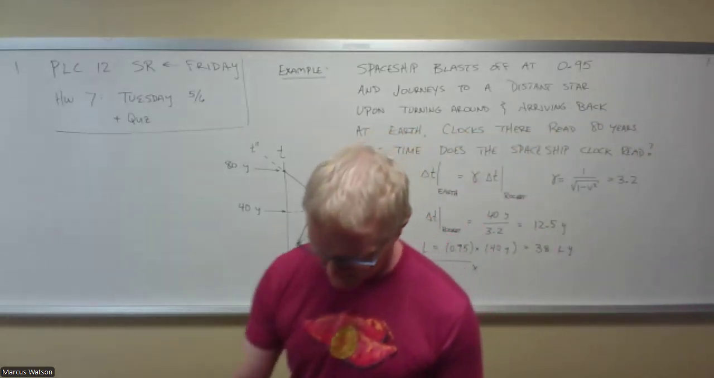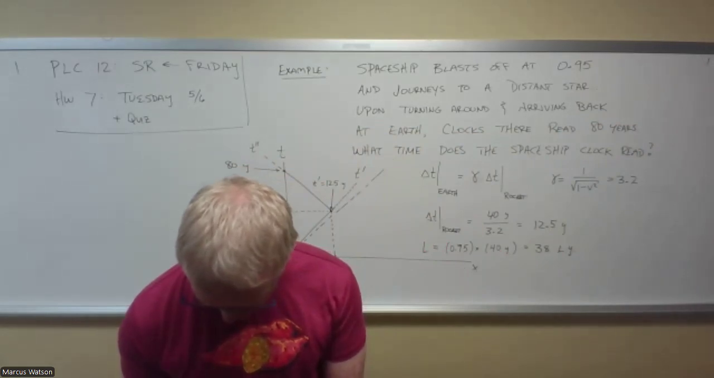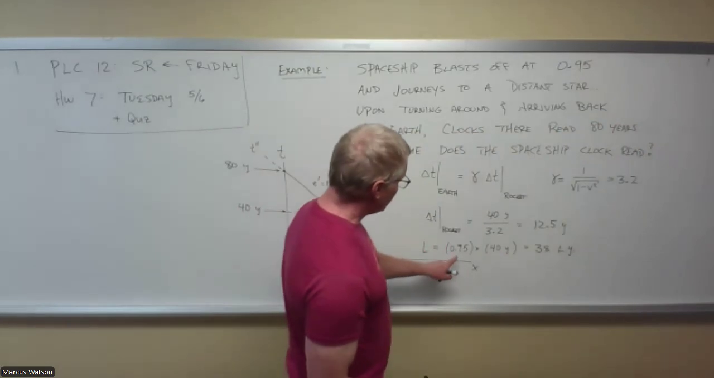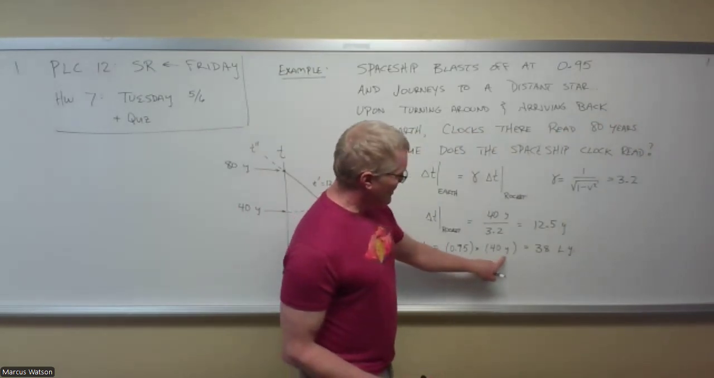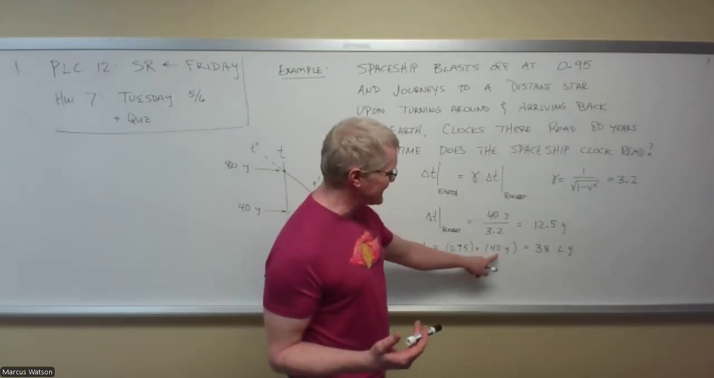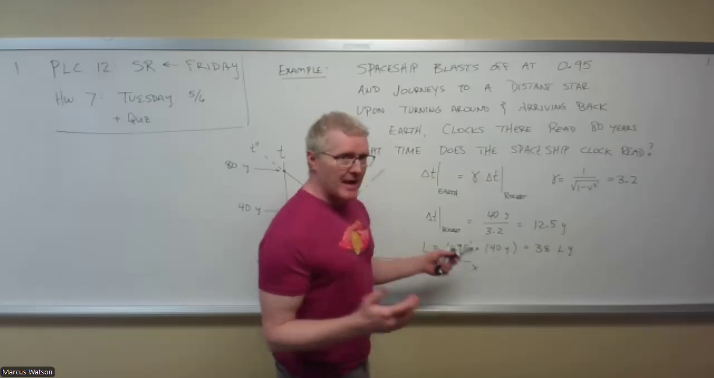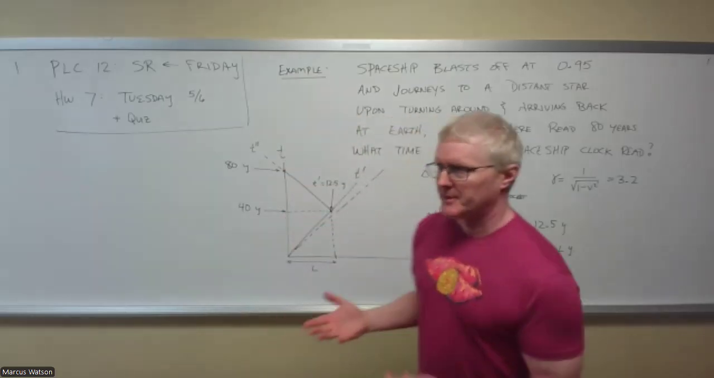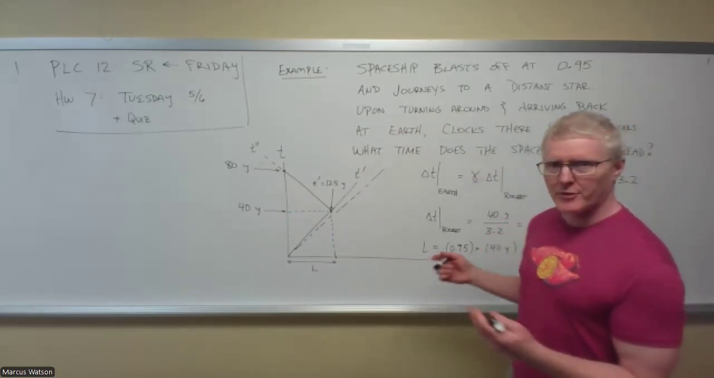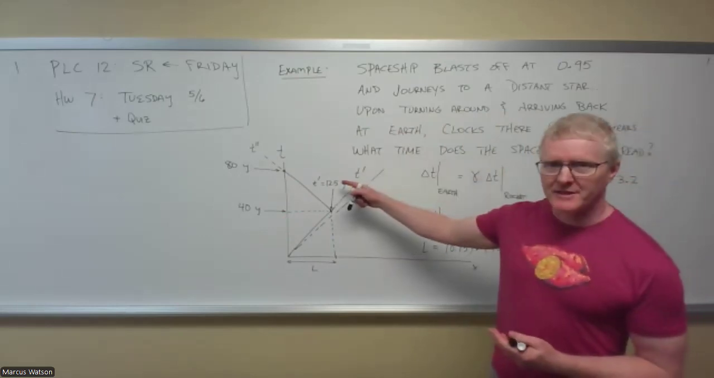Let's see if I got that right. What did I say it was? 0.95 times 40. Yep. So this is the speed times the time. So as seen from Earth's perspective, that distance to the star is 38 light years. Now, wait a minute, you'd say. How can a starship travel 38 light years in 12 and a half years?